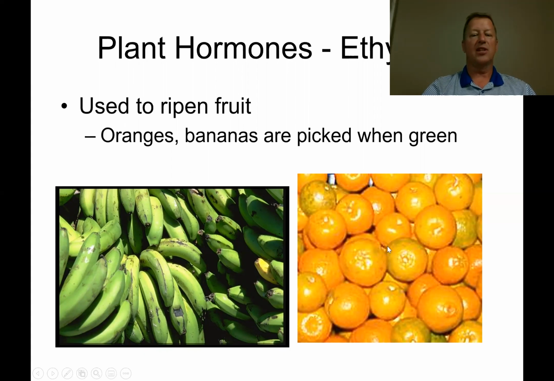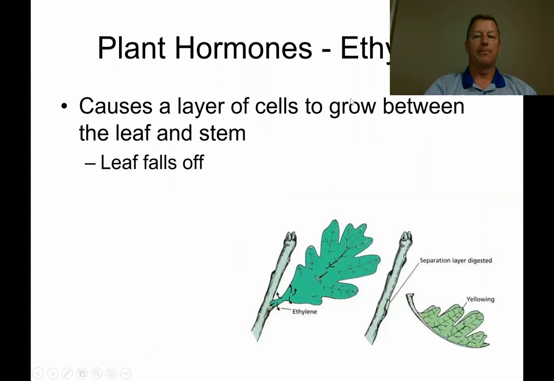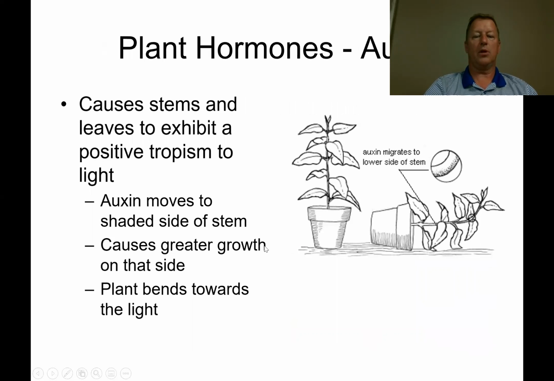Ethylene gas can naturally be given off by a lot of plants. If you take a banana or an avocado and put it in a brown paper bag, it gives off this ethylene gas, which causes the fruit to ripen on its own. So it's the plant hormone ethylene. Ethylene is also the plant hormone which causes leaves to fall off. It causes a layer of cells to grow between the leaf and the stem, and this causes the leaf to fall off.